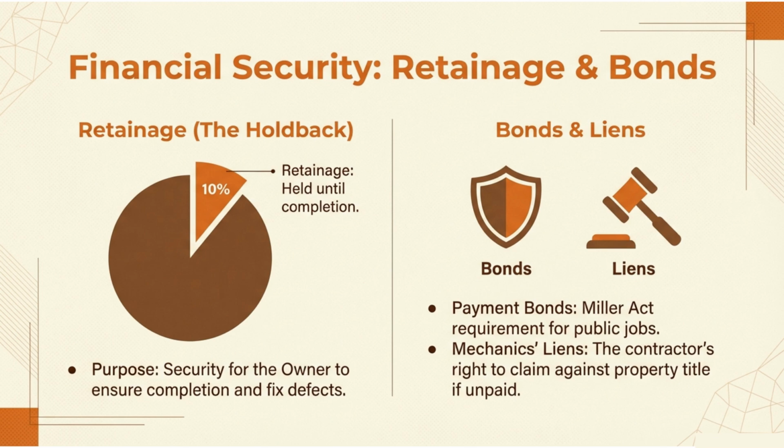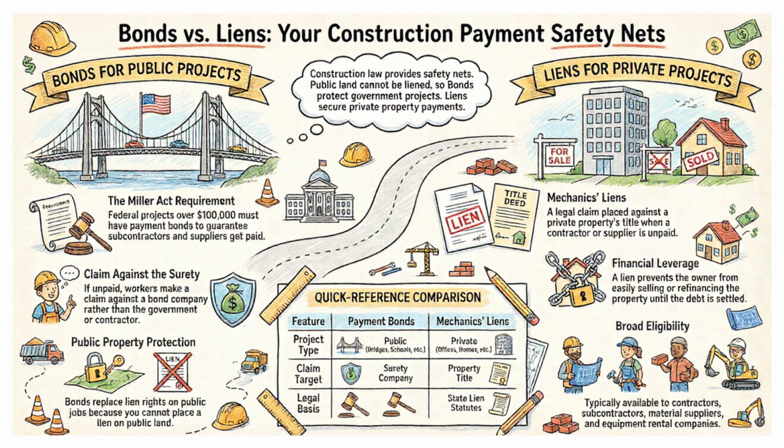Mechanics liens. The contractor's right to claim against property title if unpaid. Here's the deal. If a contractor or supplier doesn't get paid on a private project, they can file a lien against the property. This is serious. It clouds the title and can prevent sale or refinancing until the debt is settled. Retainage and bonds are your safety nets. Don't skip them. Ever.